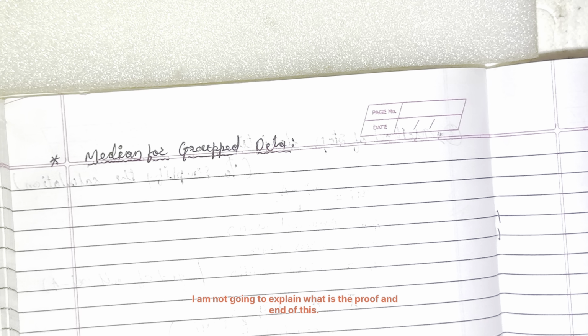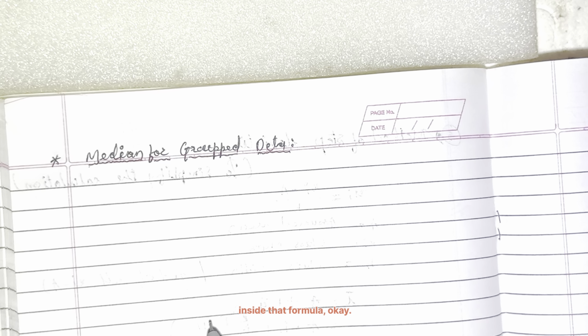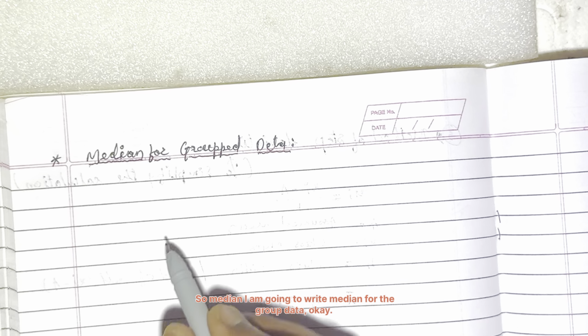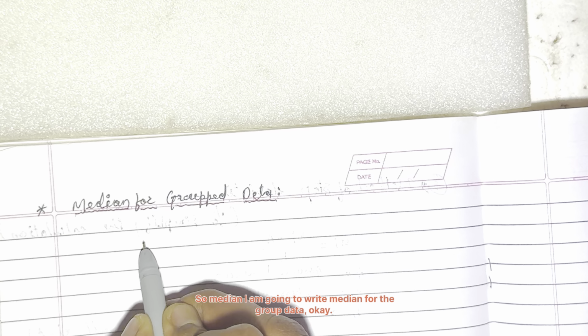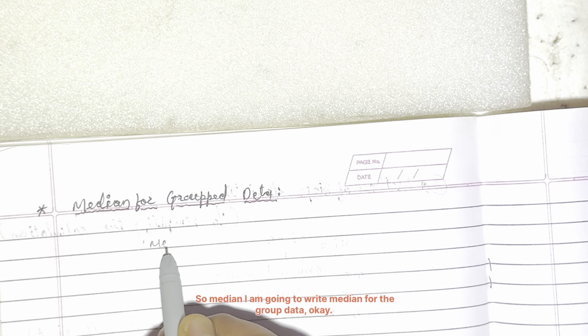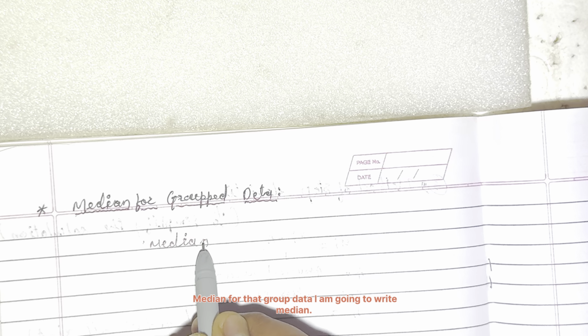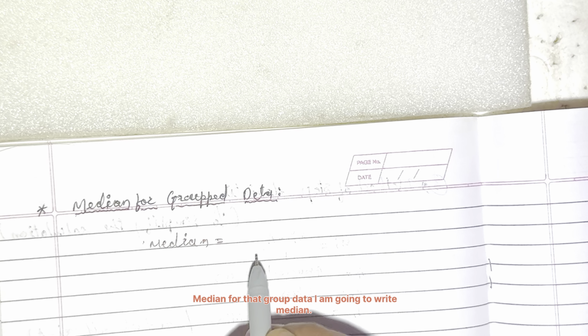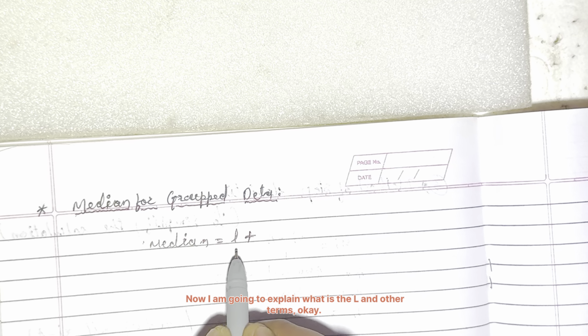I'm not going to explain what is the proof behind this. It will be time taking. You need to know the formula and what are the terminology inside that formula. Okay, yes. So I'm going to write median for the group data. So L, consider this L. Okay, I'm going to explain what is the L and other terms.